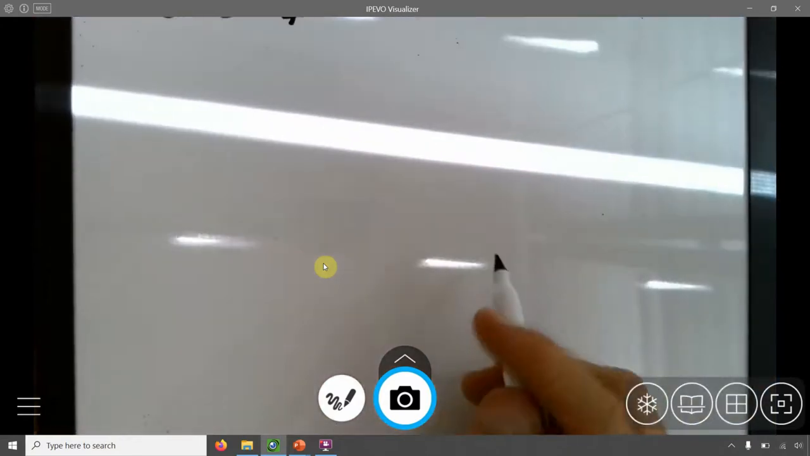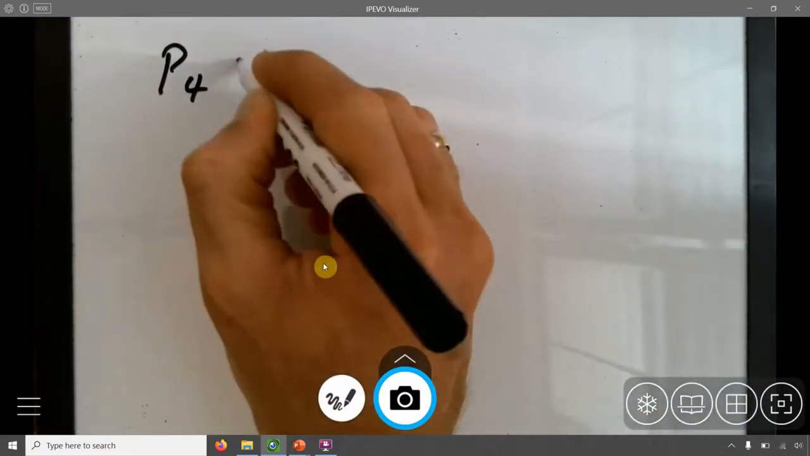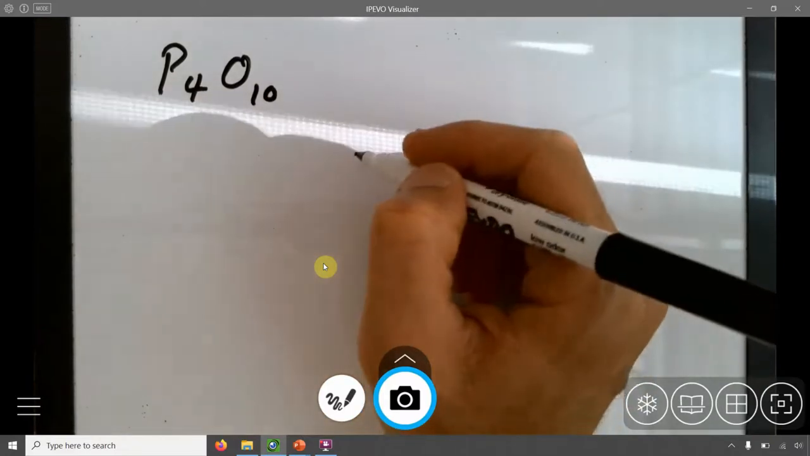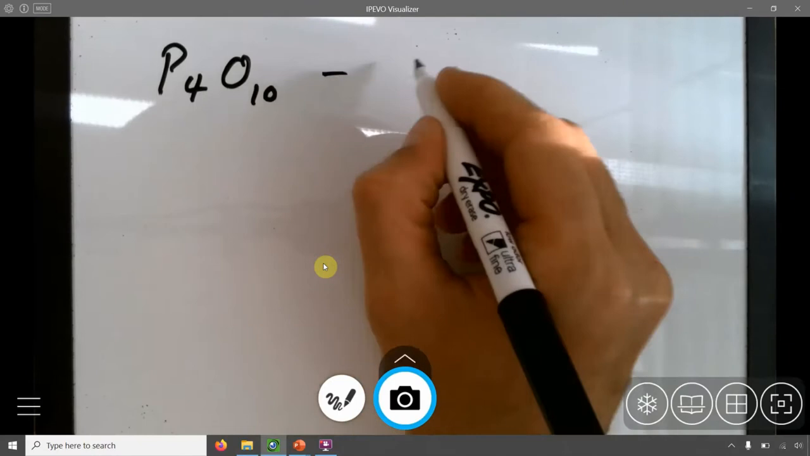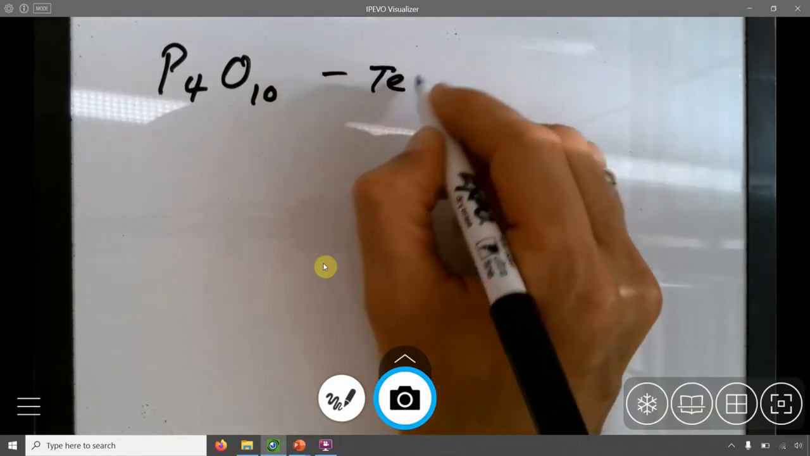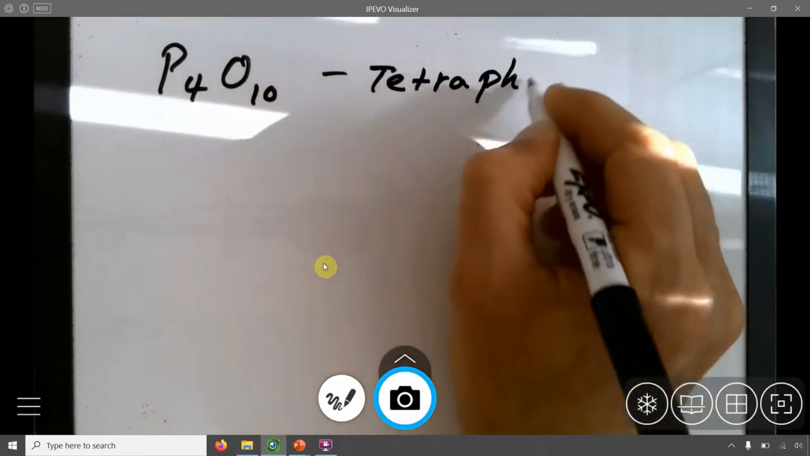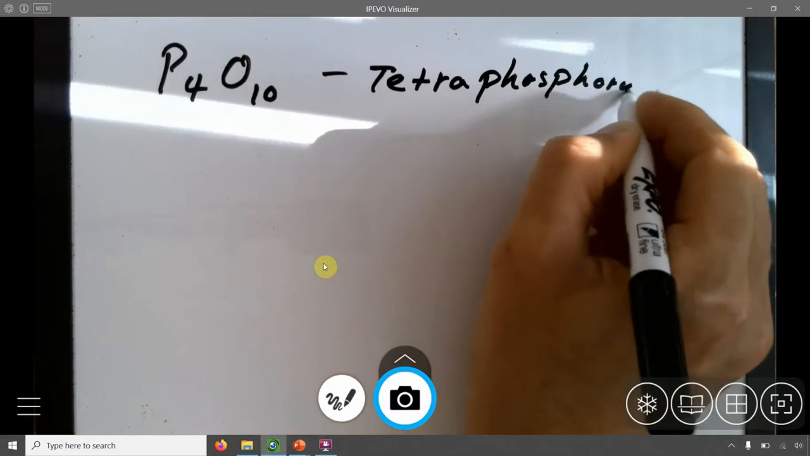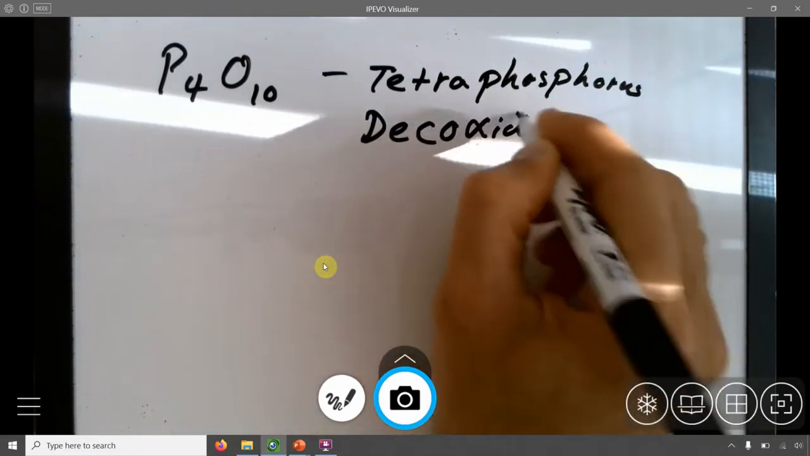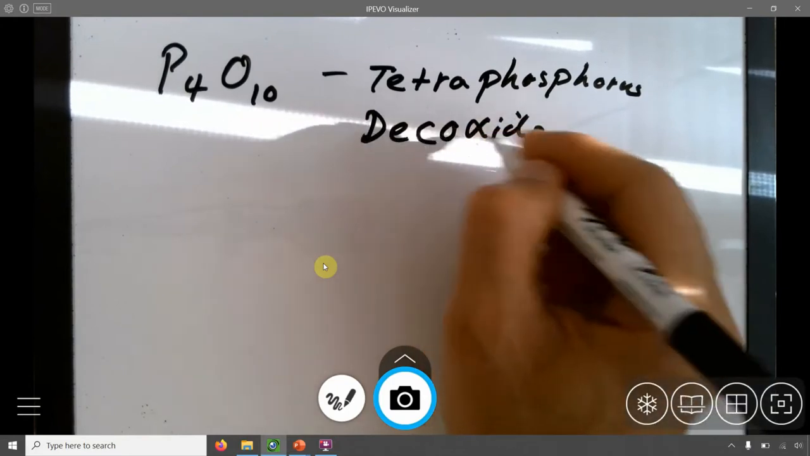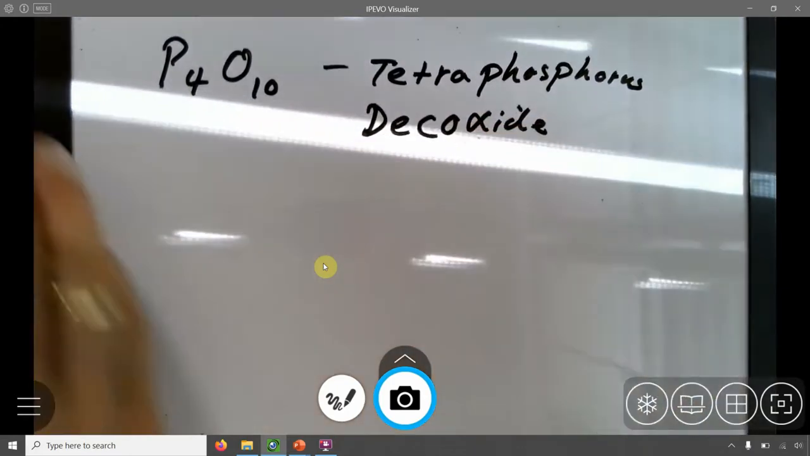Okay. If I look at P4O10, okay. So here, 10 is deca and 4 is tetra. So this is tetraphosphorus decoxide. So I don't write decaoxide, I drop the A and I make it decoxide.